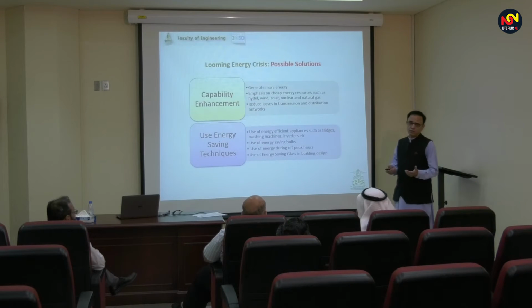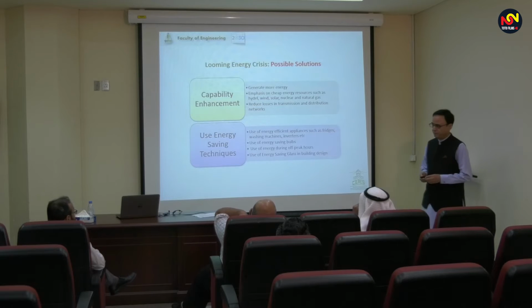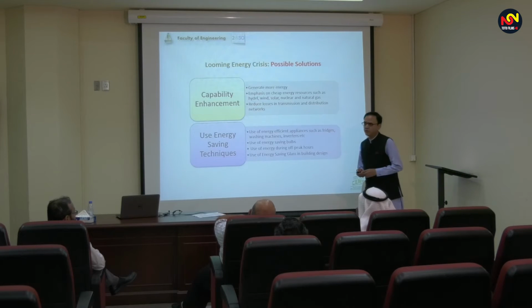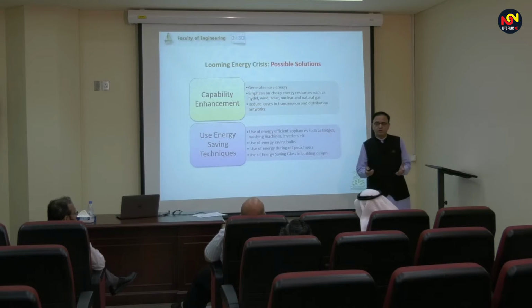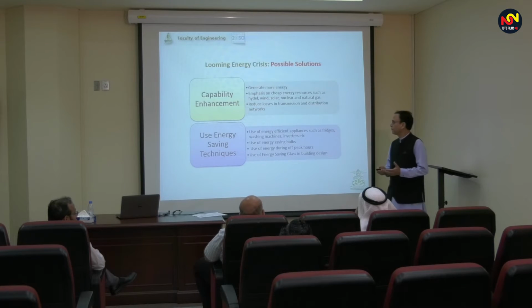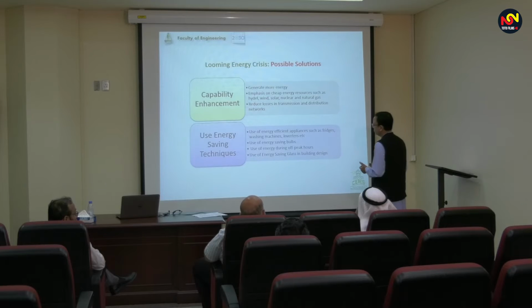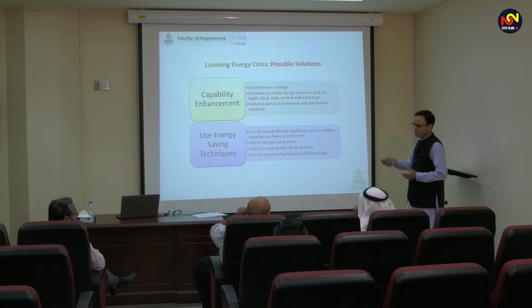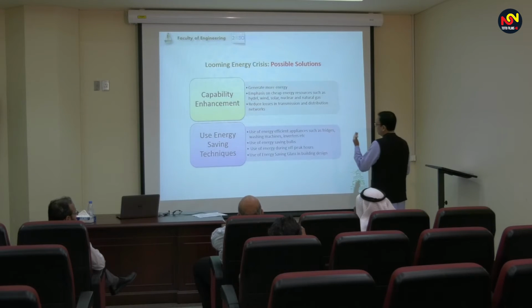Okay, now what are the possible solutions to this energy crisis? Number one is called capability enhancement. Capability enhancement means installing power generation like wind, hydel, nuclear, natural gas. Also the reduction of power losses in the transmission lines, long lines, we can reduce them down and we can create more power to keep going.